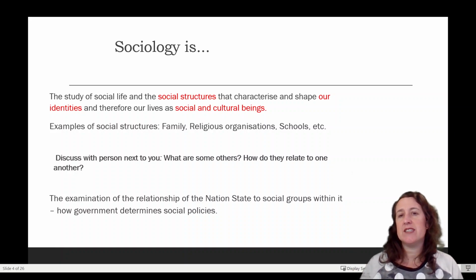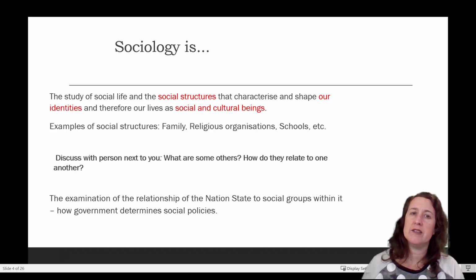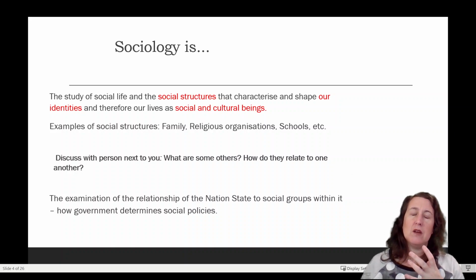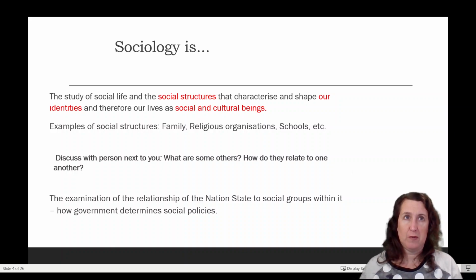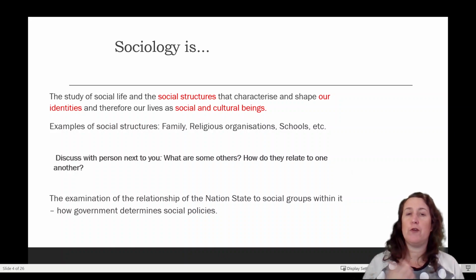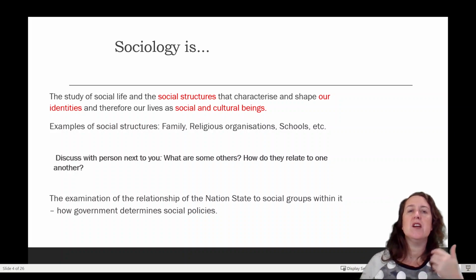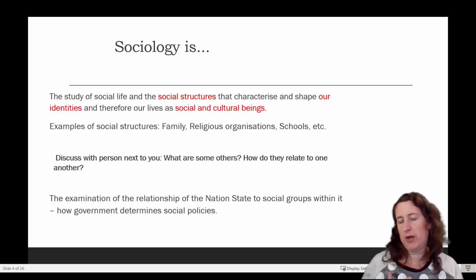So sociology is the study of social life and the social structures that characterise and shape our identities and therefore our lives as social and cultural beings. So all of us are social and cultural beings. And we all have identities that are shaped by the different social groups of which we are a part. And so there's a variety of social structures that shape our identities: family, religious organisations, school, and given the nature of this course, school is a social structure that we'll be putting under examination over the next 3 weeks.